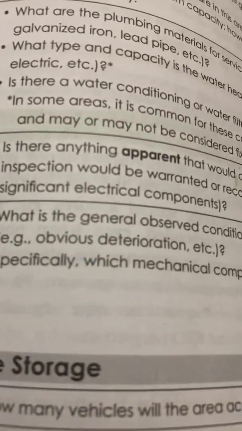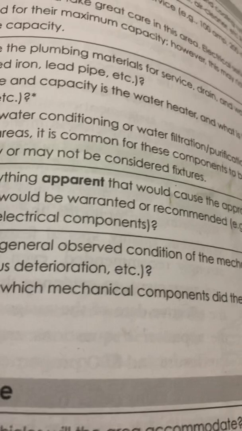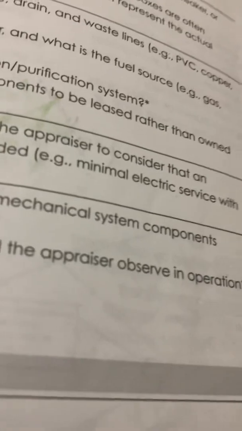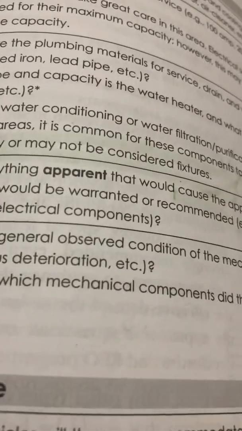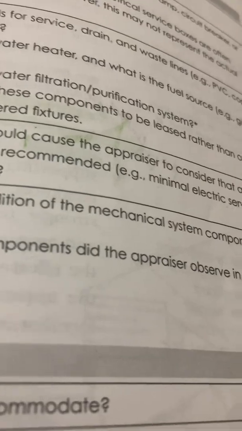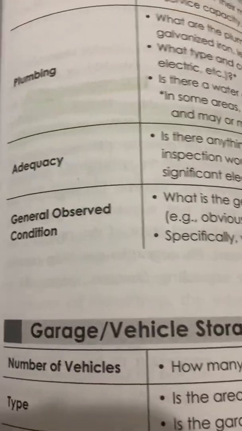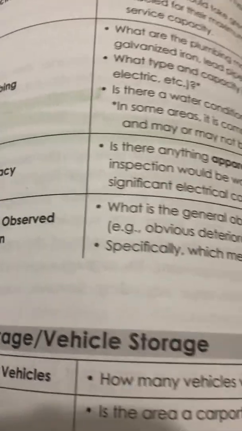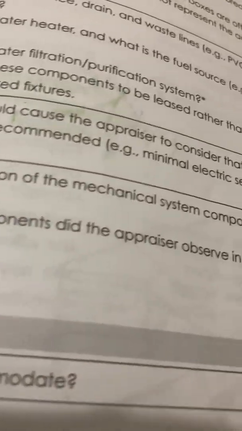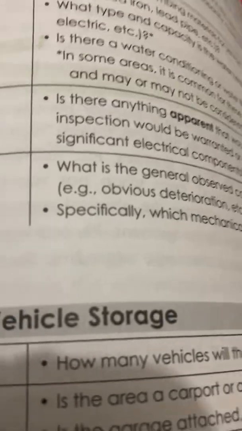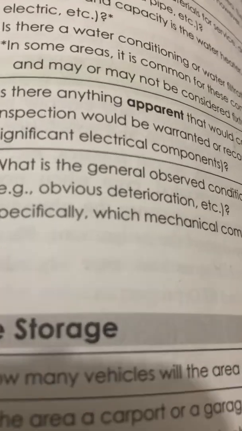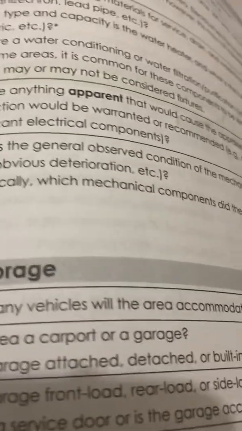Adequacy. Is there anything apparent that would cause the appraiser to consider that an inspection would be warranted or recommended? For instance, minimal electric service with significant electrical components. General observed condition. What is the general observed condition of the mechanical system components? For instance, obvious deterioration, etc. Specifically, which mechanical components did the appraiser observe in operation?